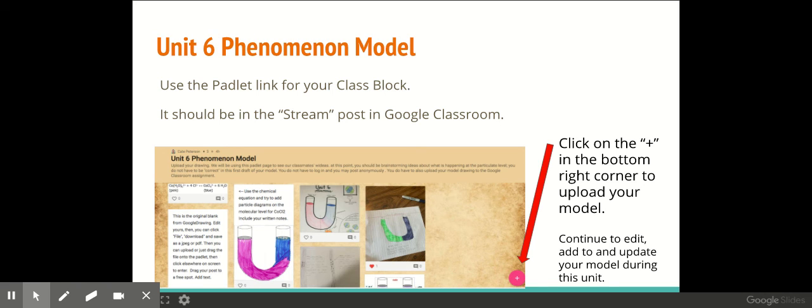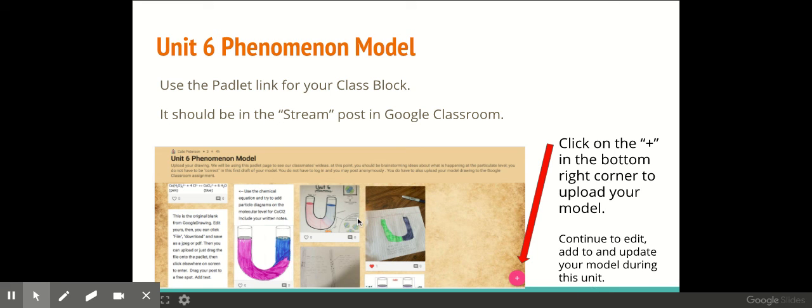What I would like you to do is to post your model to your class Padlet. If you go to the stream in Google Classroom, there'll be a link for the Padlet. When you get to the Padlet, you're going to go ahead and click this little plus in the bottom corner and upload your diagram. Take a moment to look at your own model in relationship to other ones that are posted. Go ahead and edit your model. Continue to add to and update your model during this entire unit.